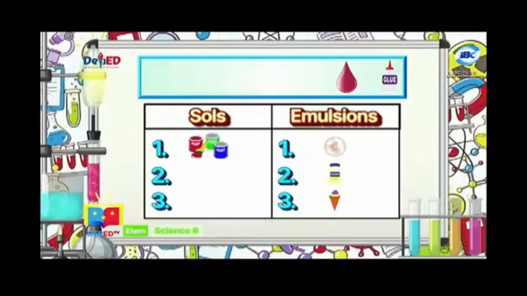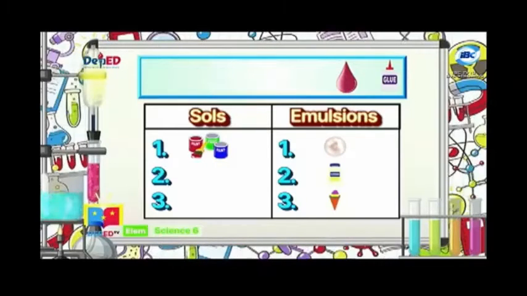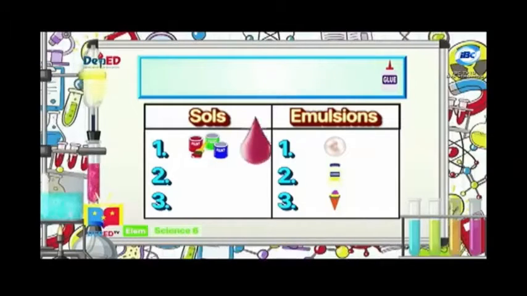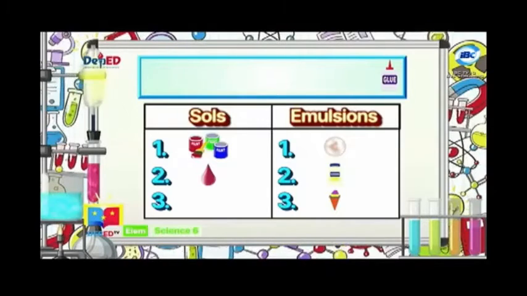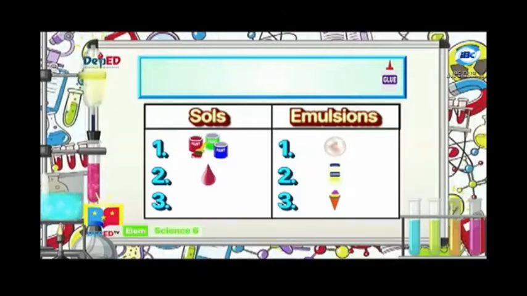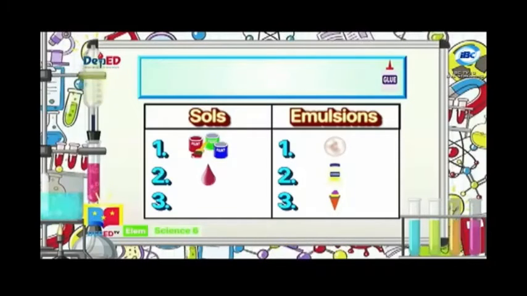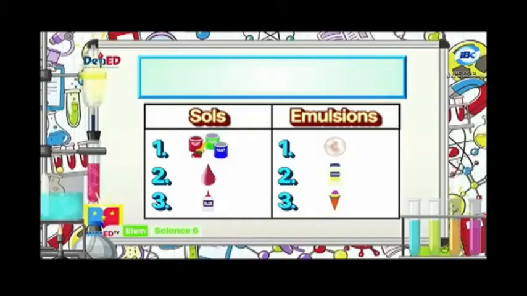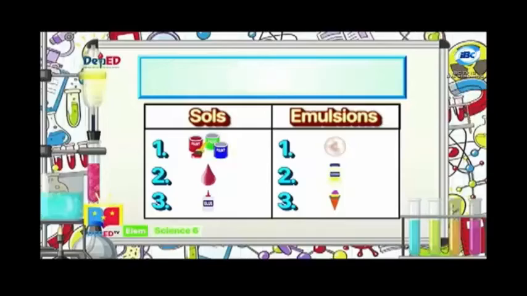Where should we put blood? In Sol's column or in Emulsion's column? Very good! It is in Sol's column. Where should we put glue? In Sol's column or Emulsion's column? Very good! It's in the Sol's column.